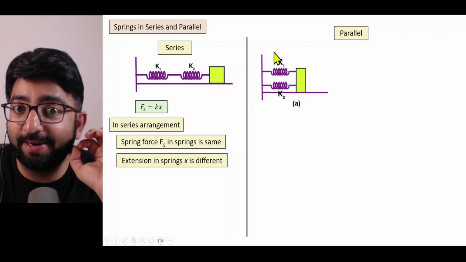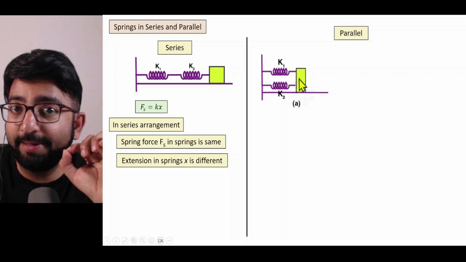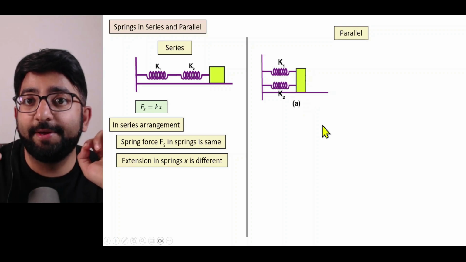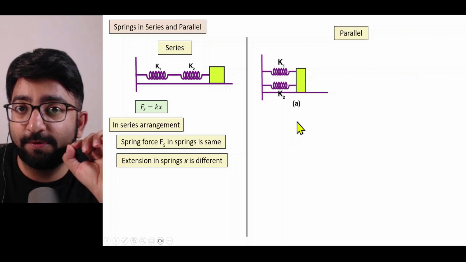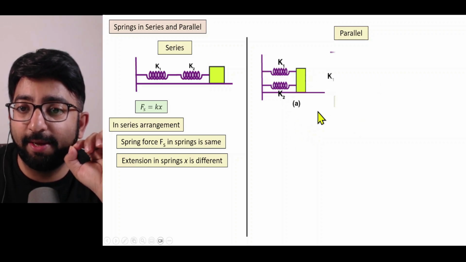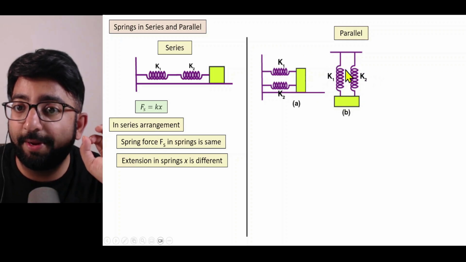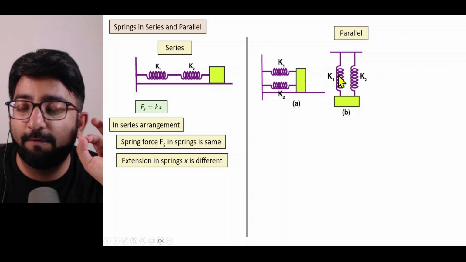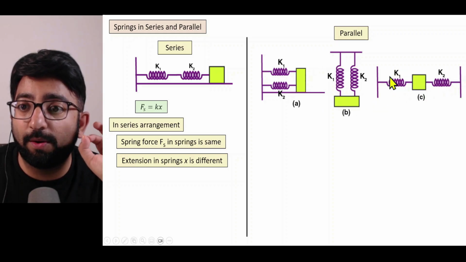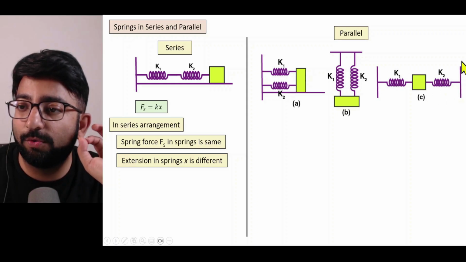So if the springs are connected in this fashion, you can see both the springs are connected to the box. This is called a parallel type of arrangement. Now, there are various types of parallel arrangements which you might encounter in the question. So one is this type, case A. Case B is the vertical orientation of the same. So two springs connected to the same box, but they are vertical. Case C, so the box is connected to both the springs, but one of the springs is connected to one wall, another spring is connected to the other wall.